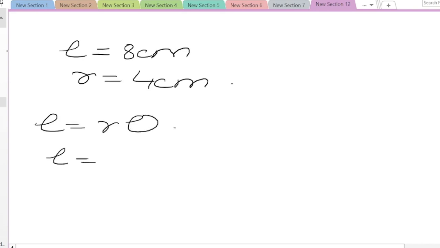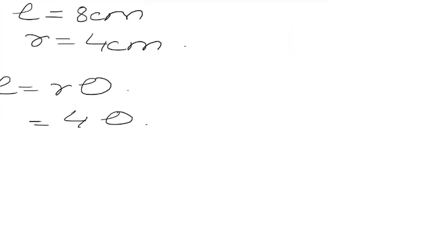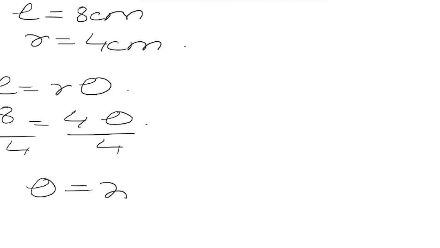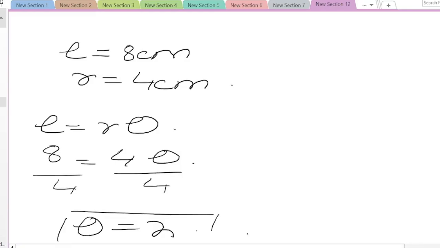Now L will be equal to what? This will be equal to 4, and theta will be just written as theta, but instead of L we're now going to write the value of 8. So I'm going to erase the value and write 8 here. Now as we know, 4 will be divided on both sides, so theta will be equal to 2 because 4 twos are 8. So this is our answer for theta. Now in the second part, we have 8.5 meter and the radius as 2.25 meter. So let's see how this works out.